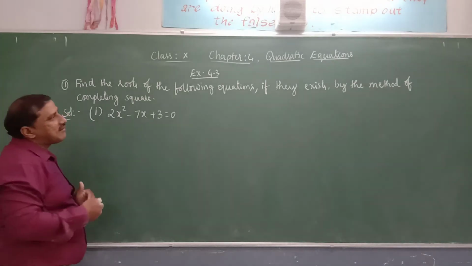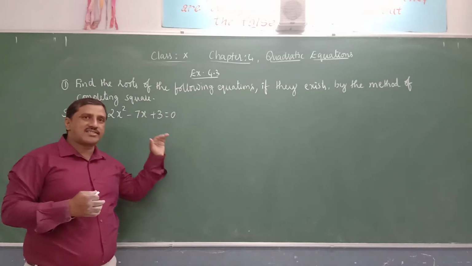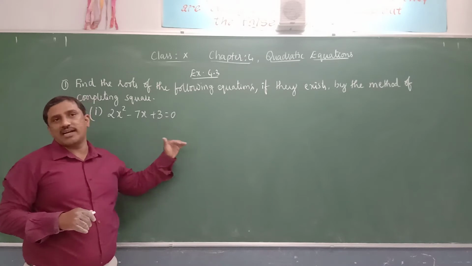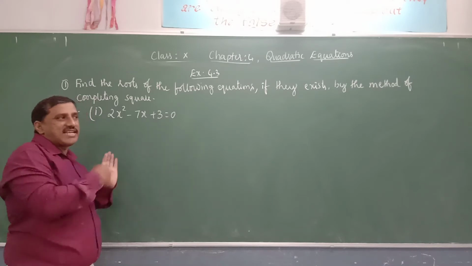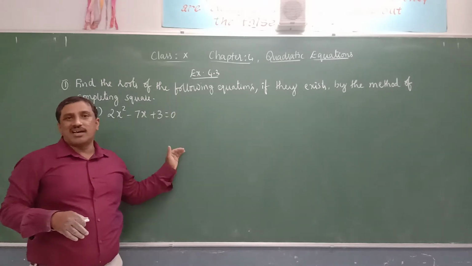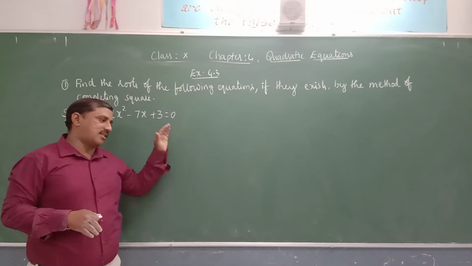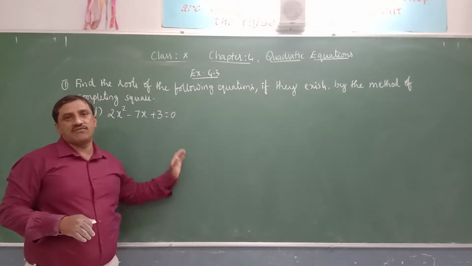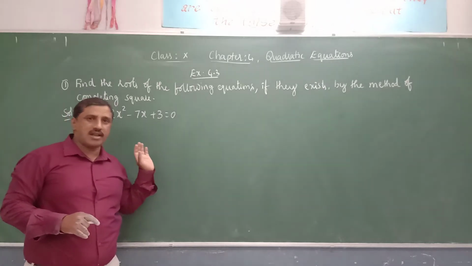So how can you say whether they exist or not? The right hand side, that is RHS value, should always be 0 or greater than 0. It should never be less than 0. If it is less than 0, the real roots do not exist. So we need to identify whether the RHS value is a positive value or 0. If it is, then real roots will exist. Otherwise, the real roots will not exist.